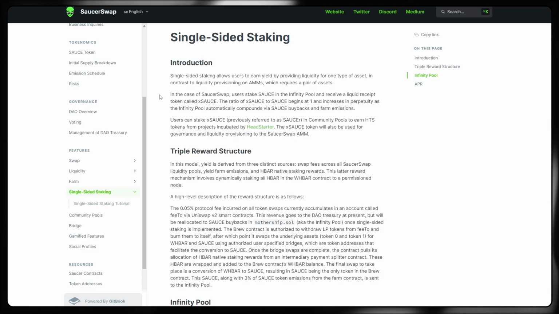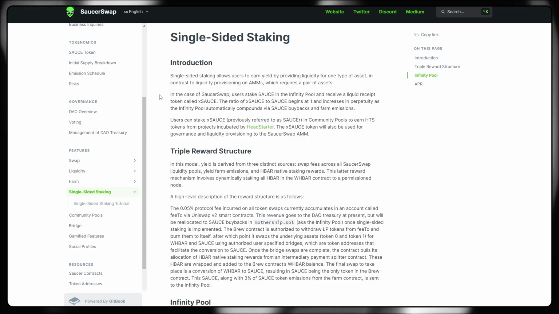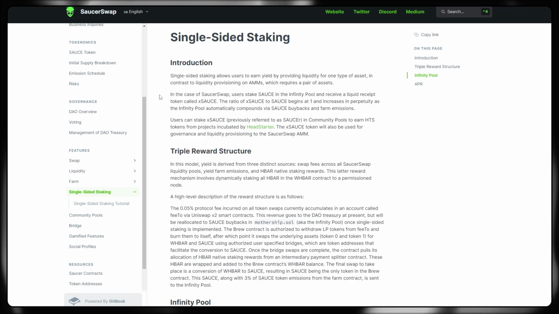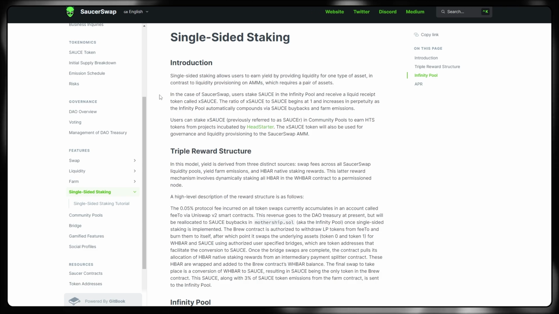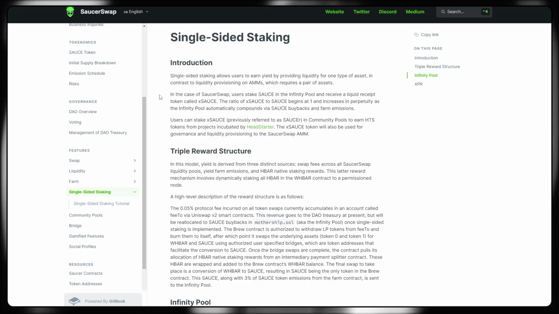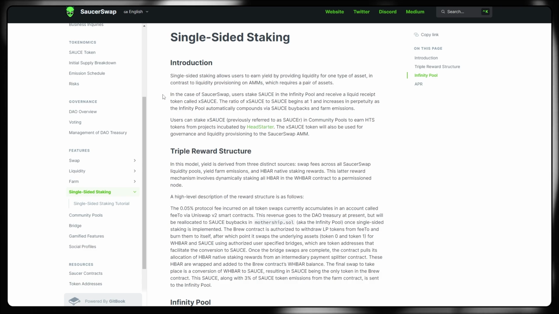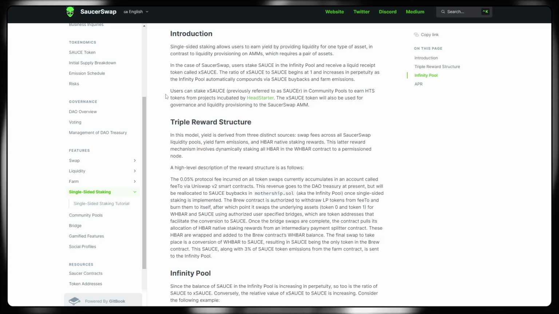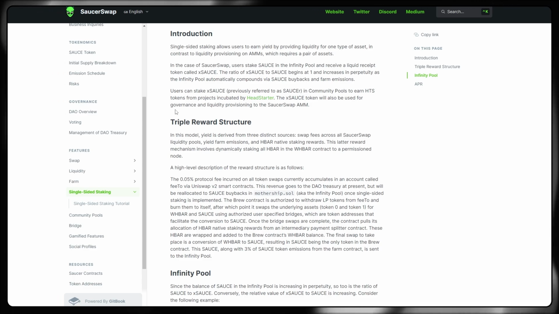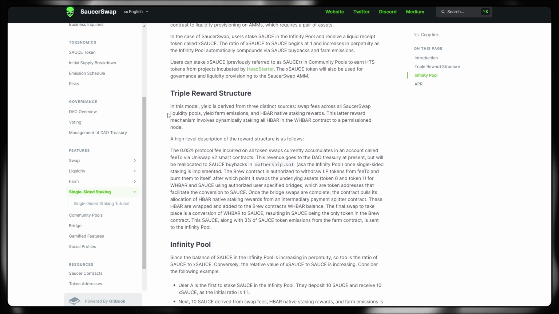Again, many of you that have been utilizing and watching my videos on Stader's platform for their HBARX staking, this is working in exactly the same fashion, but for the SAUCE token. This XSAUCE token is perpetually increasing in value against the derivative, which is of course the native SAUCE token itself. Users can stake XSAUCE, previously referred to as xSAUCE, in community pools as well to earn HTS tokens from projects being incubated by Headstarter. The XSAUCE token will also be used for governance and liquidity provisioning to the SaucerSwap AMM.